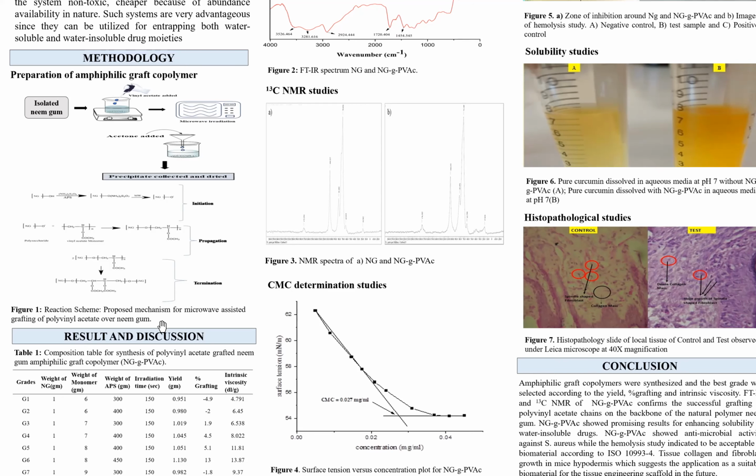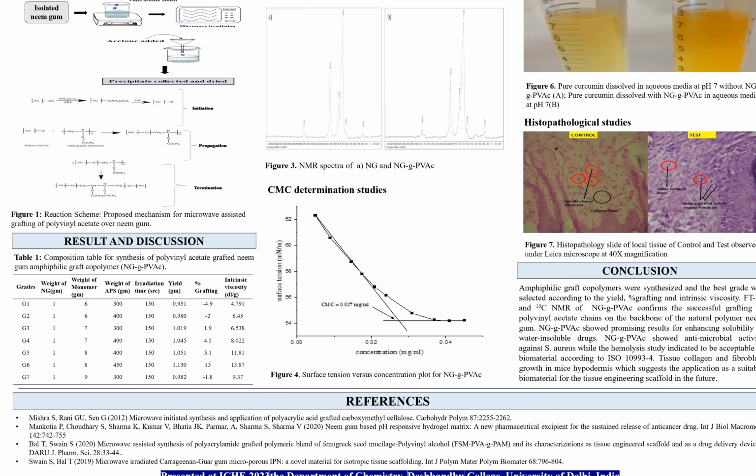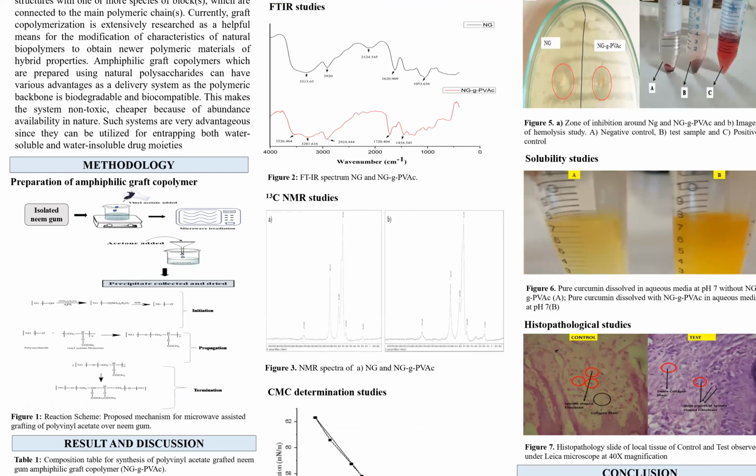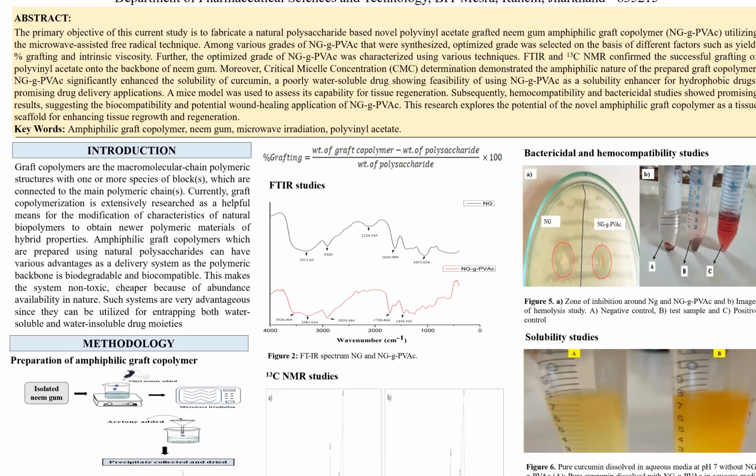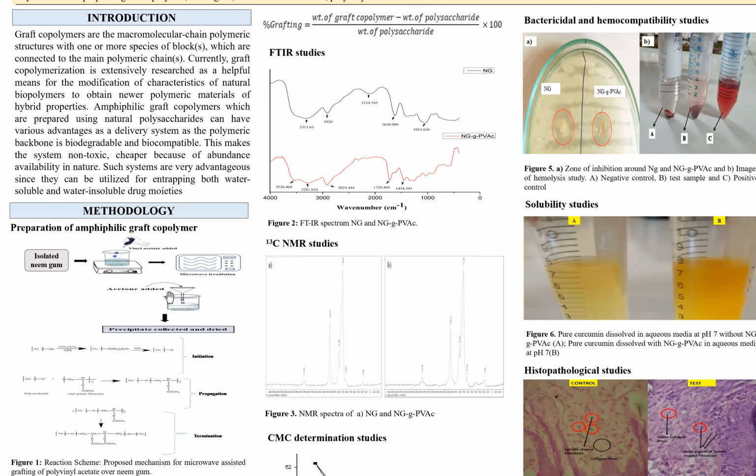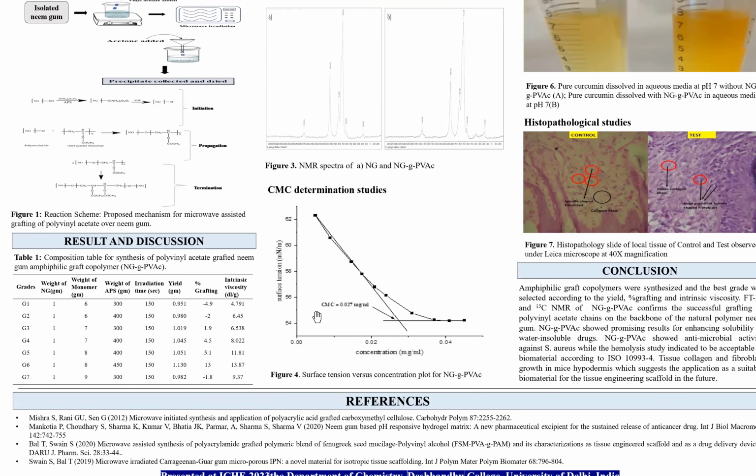As you can see in the results and discussion table, various grades were formed using different amounts of monomer and different amounts of the initiator APS, and then we selected the best, the optimized grade, on different factors like yield, percentage grafting, intrinsic viscosity. The percentage grafting was calculated according to this formula, and after that we came to a conclusion that the sixth grade showed the highest amount of yield and percentage grafting.